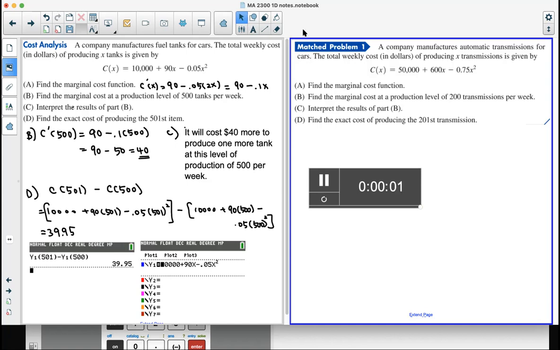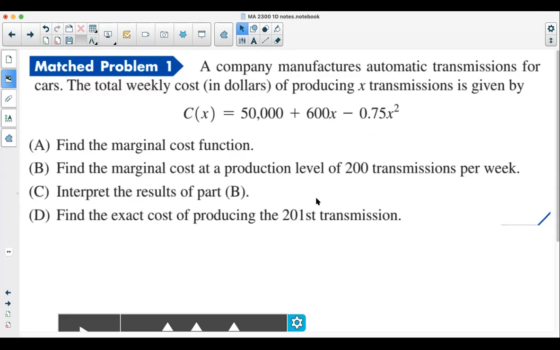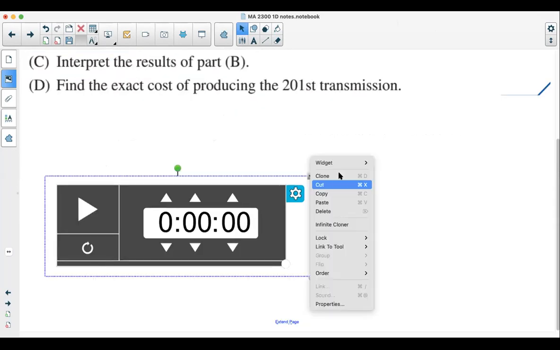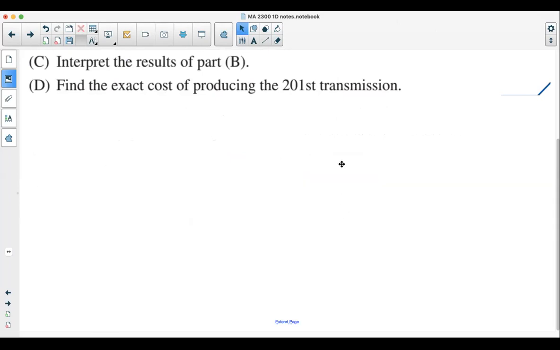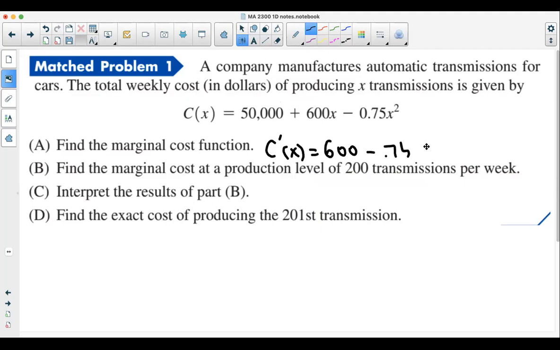All righty. So I'm going to get going quickly on this one. Here, find the marginal cost function. I just have to take the derivative, so C prime of x. The 50,000 disappears. We have 600, and here minus 0.75 times 2x. When you simplify, this becomes 600 minus 1.5x. So that's what we end up getting.